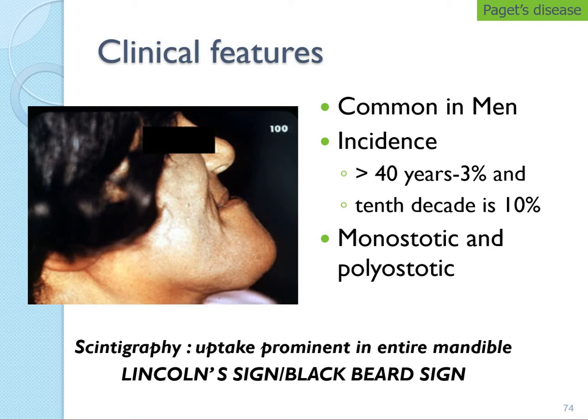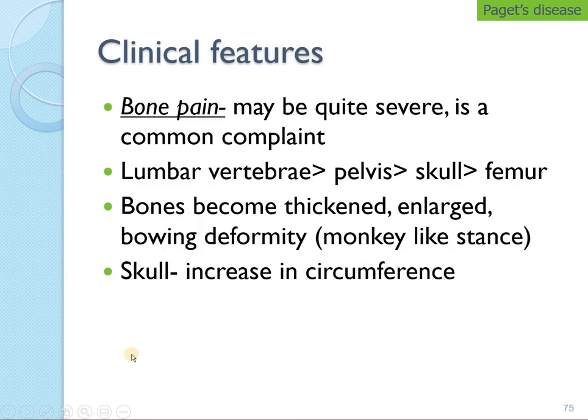It can be monostotic as well as polyostotic, and it has a characteristic enlargement of the mandible, making the concavity at the chin disappear, giving rise to a Lincoln sign or a black beard sign. There is prominent uptake of radionucleotides, which indicates higher activity of the bone seen through scintigraphy. The bone pain may be the first complaint and quite severe, and as I described, it is mainly because of the occlusion of the foramina happening because of progressive bone deposition.